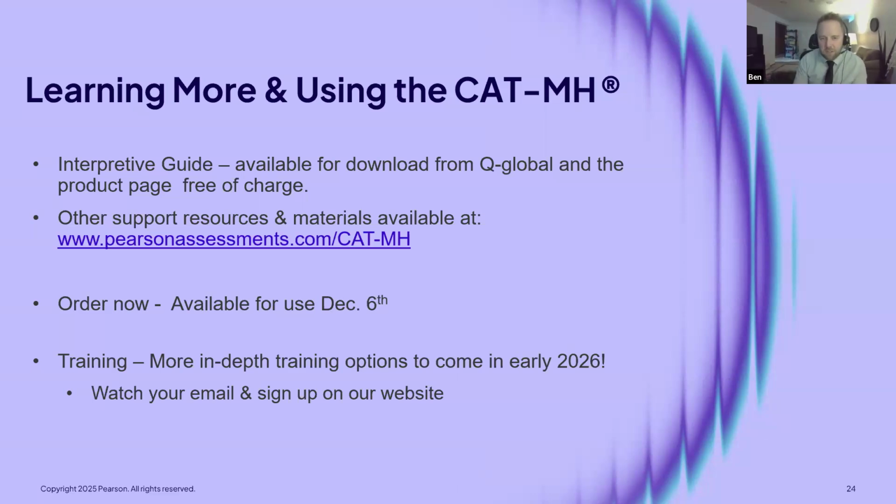Will this be available on Q-interactive at all? That's not planned. For folks who know Q-interactive and Q-global, Q-global is the system that we use for administering our fixed-choice types of assessments, of which the CAT-MH is one. Q-interactive is more broadly used for our interactive assessments like the Wechsler scales. Now, having said that, I'd never say never. We don't know what will happen down the road, but there are no current plans to put CAT-MH on Q-i.